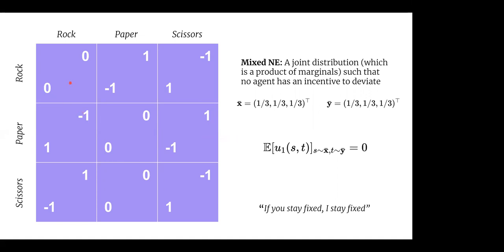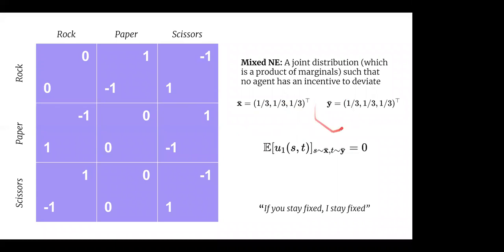What happens if I just play rock with a unit probability from now on? Well, if I do that, the other agent is still playing with a third, a third, a third. So my expected utility is still going to be 0. So I haven't actually gained anything by moving away from this uniform distribution. And so I have no incentive to deviate in the first place.